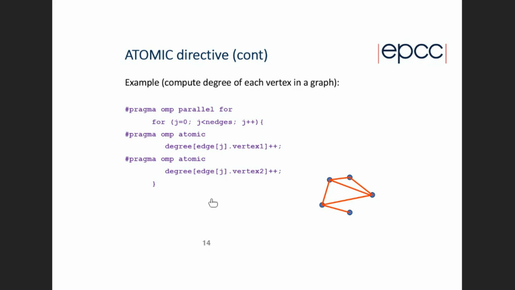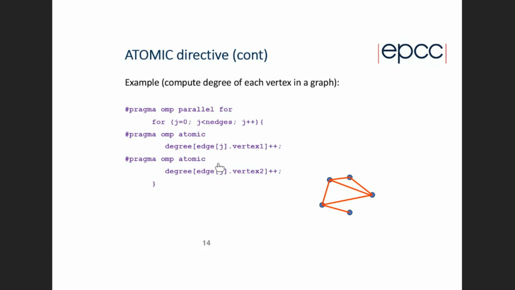So this is a case where using critical just wouldn't help, because I would have to enclose both these updates here in a critical. It could be in separate ones, could be in the same one, it doesn't matter. But whichever way I did it with critical, it would mean that only one thread at a time could be updating any element of that array. So that would remove all the parallelism from this problem, and in fact it would go slower than the sequential version because of the overheads of the criticals.